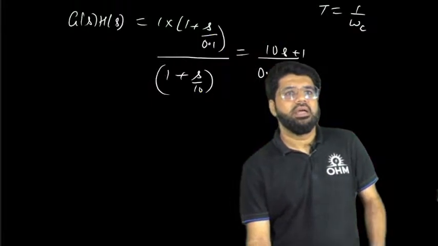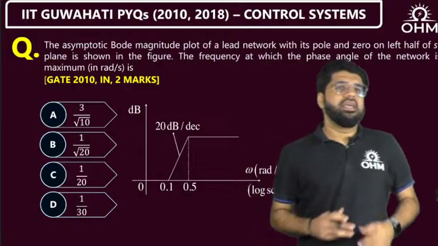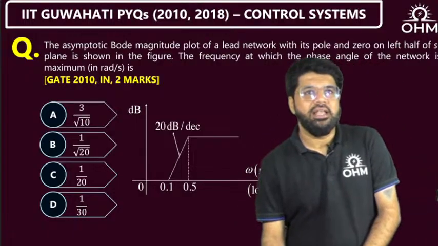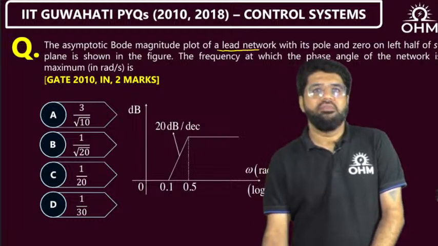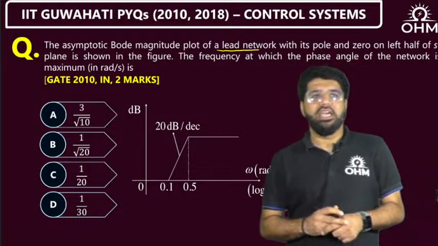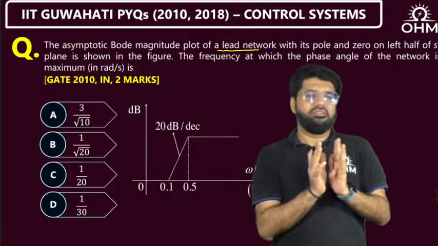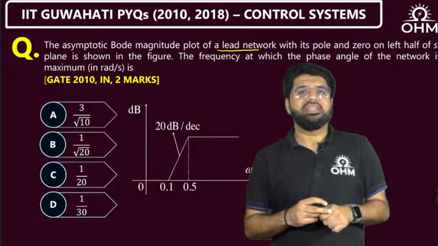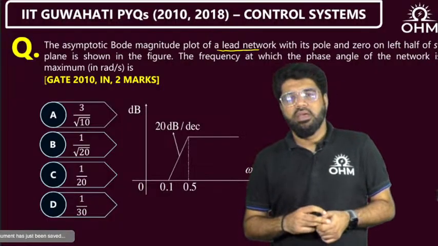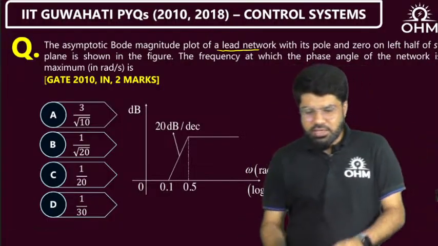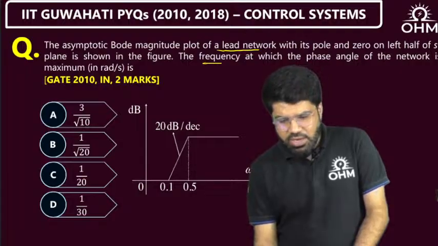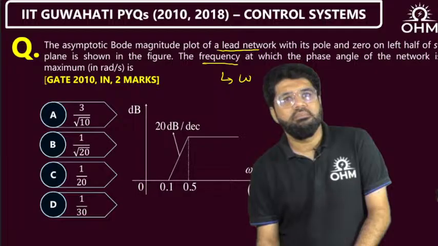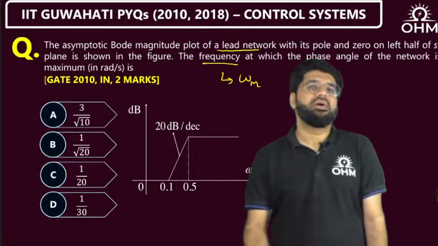Coming up straight here it is. The asymptotic Bode magnitude plot of a lead network, it's on lead compensator actually, with its pole and zero on the left half of the S plane. Pole and zero both on the left half means they have taken the minimum phase case only. The question is the frequency at which the phase angle of the network is maximum. From the Bode plot you should directly know the result.